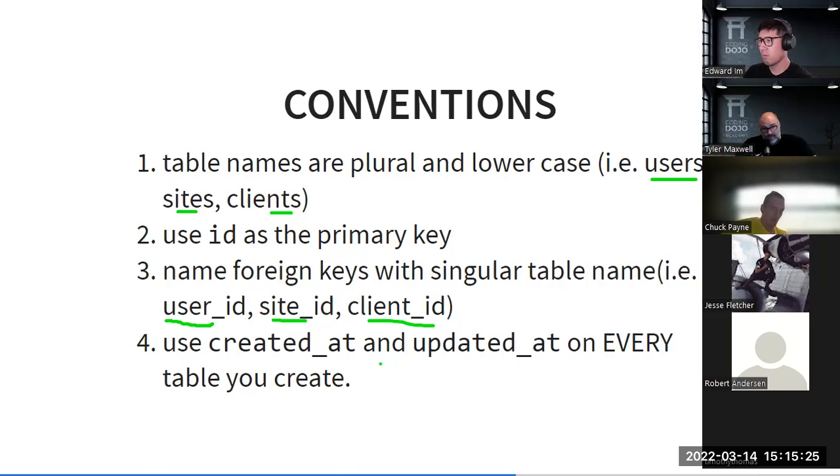And then finally, every single table we make, whether it's a relationship, a physical object, a bank account, a user, whatever, we're always going to include a created at and an updated at. Okay, just because it's valuable data to have.